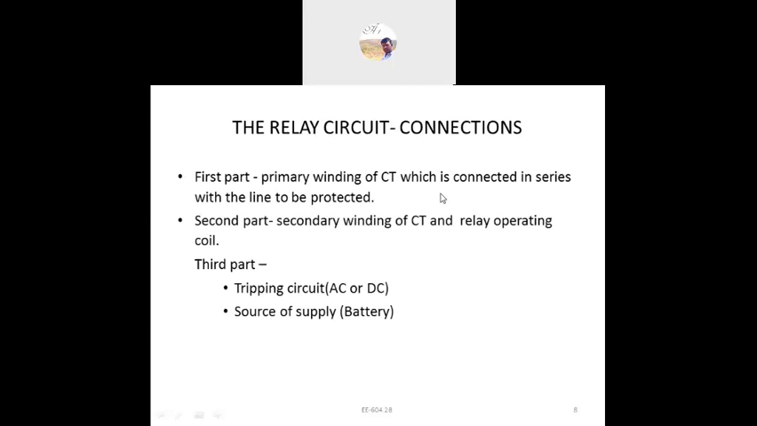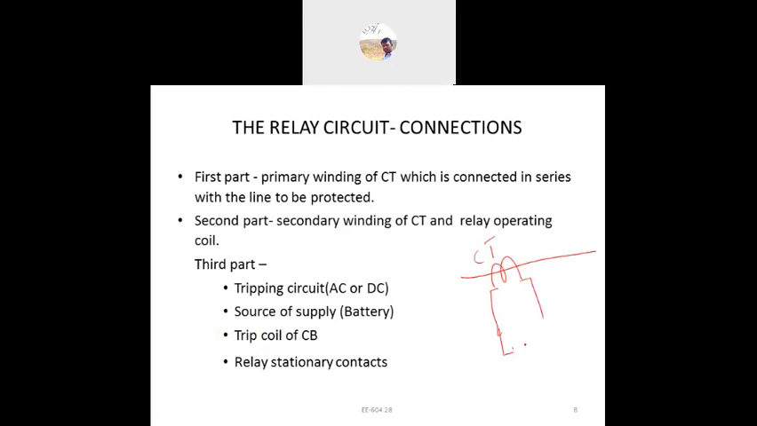Here are the relay circuit connections. What connections will we have with the relay? First, we have the primary winding of the CT, which is connected in series with the line being protected. Then the secondary winding will be there, and the secondary part is the CT and relay operating current. It is the relay operating contact, which will be connected to the CB. Here the CB is connected.